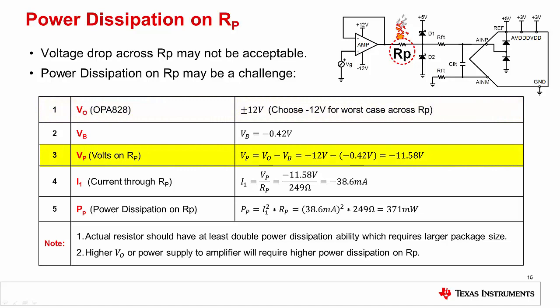The voltage across RP is the negative 12 volts minus the diode drop of negative 0.42 volts, which results in negative 11.58 volts for this example. The current through RP is calculated to be about negative 38.6 milliamps, which is less than the short circuit current limit. The power dissipated in the resistor is then calculated to be 371 milliwatts.